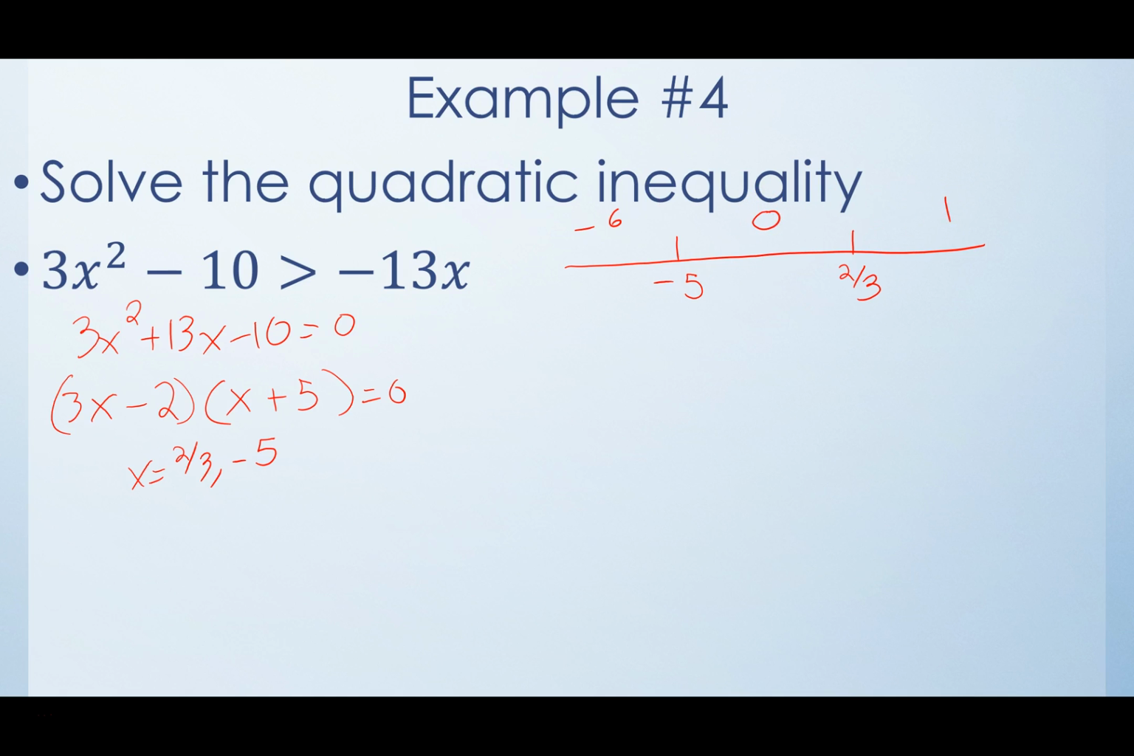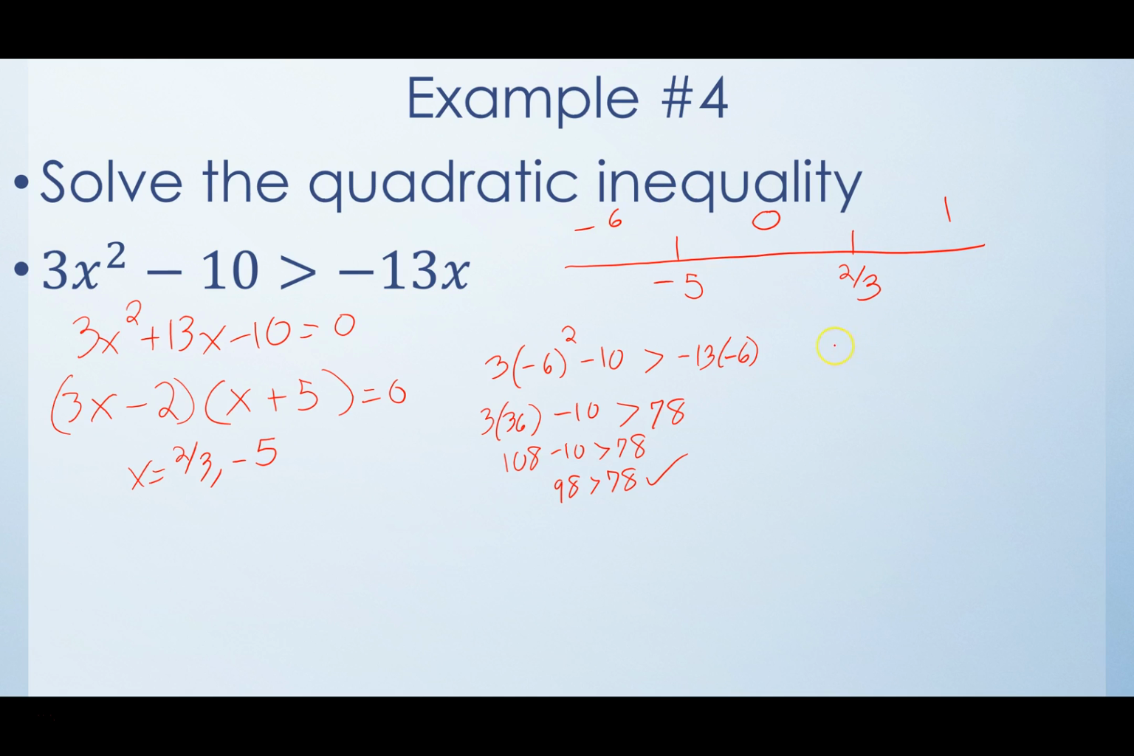So we try negative 6 first. 3 times negative 6 squared minus 10, greater than negative 13 times negative 6. So we work that out. We get 3 times 36 minus 10, greater than 78. 3 times 36 is 108, minus 10. We get 98, greater than 78. That is true. So the first region's okay.